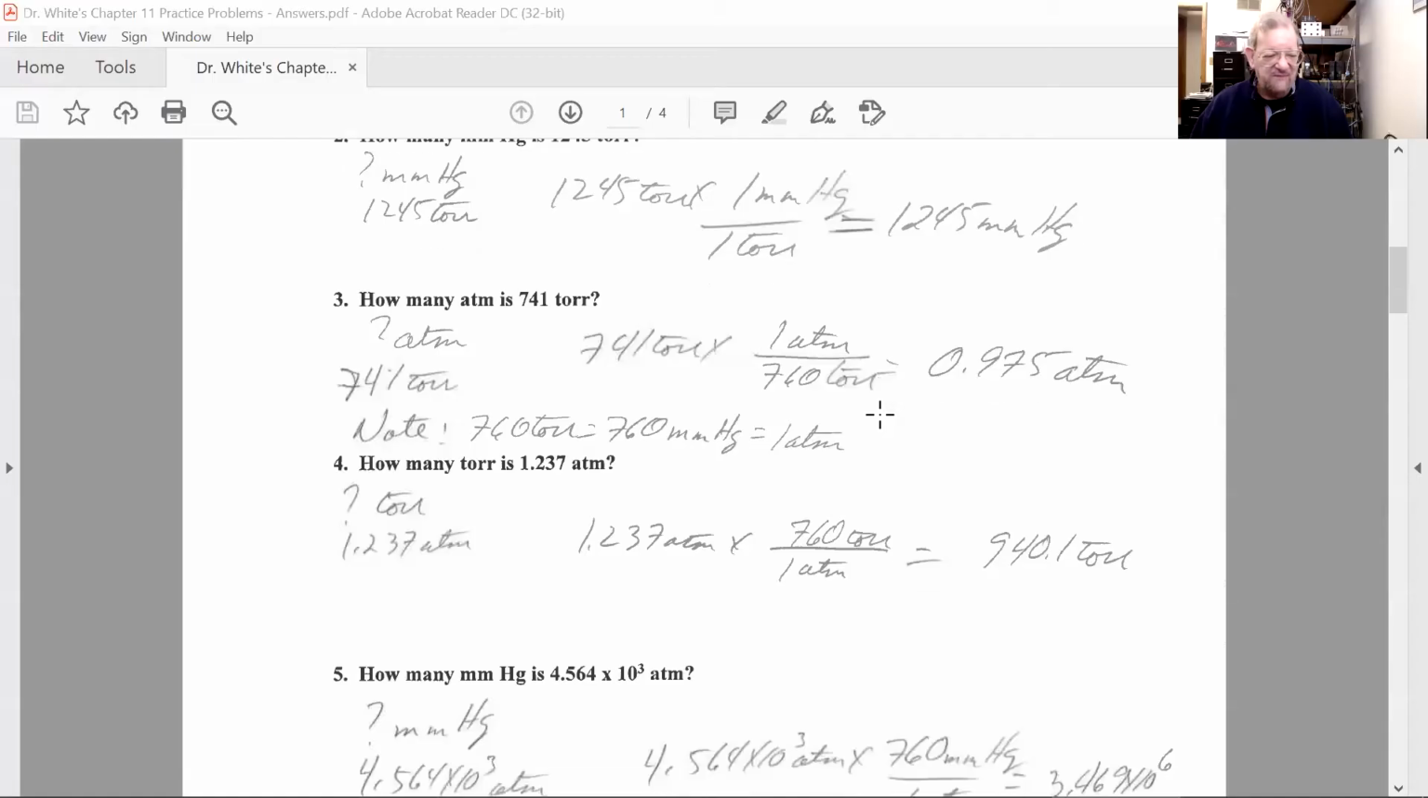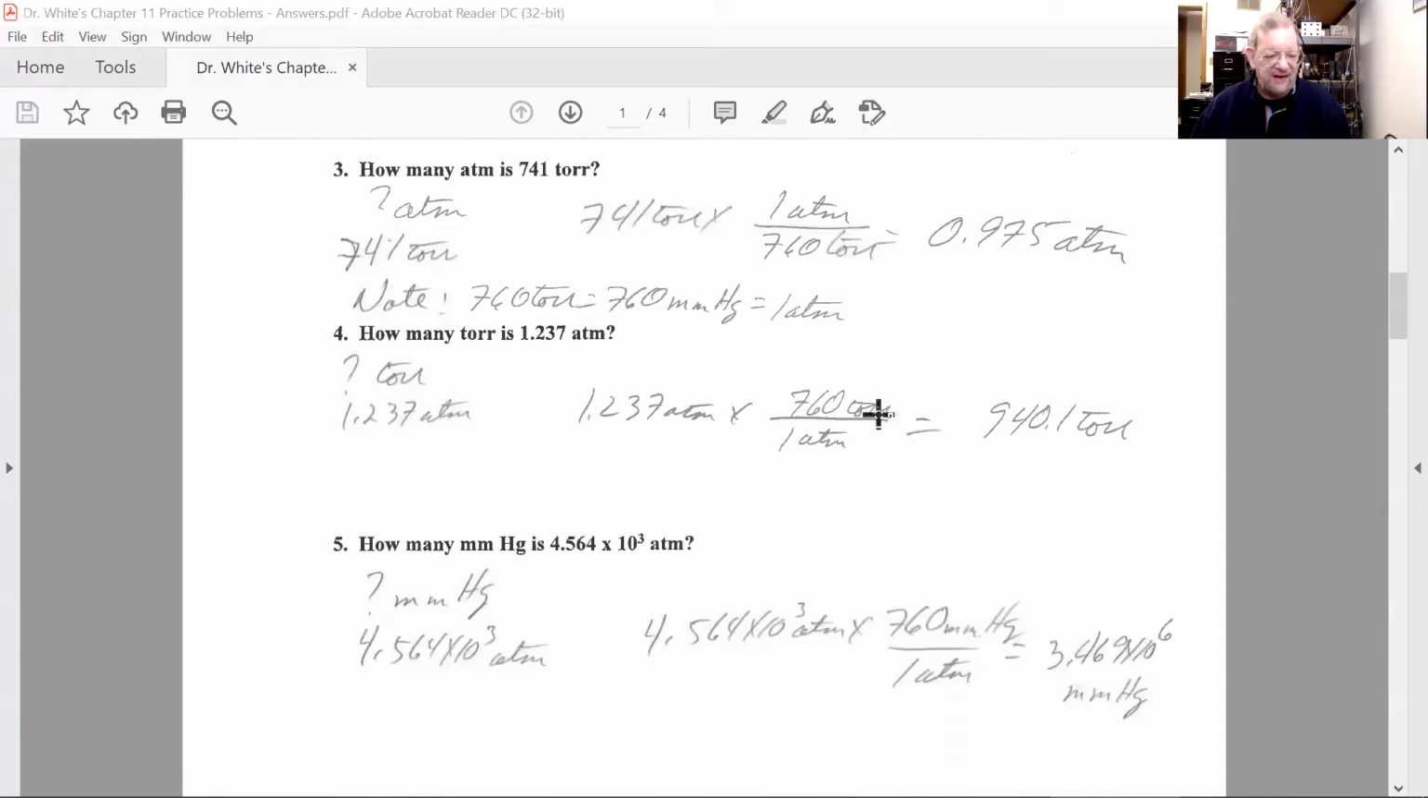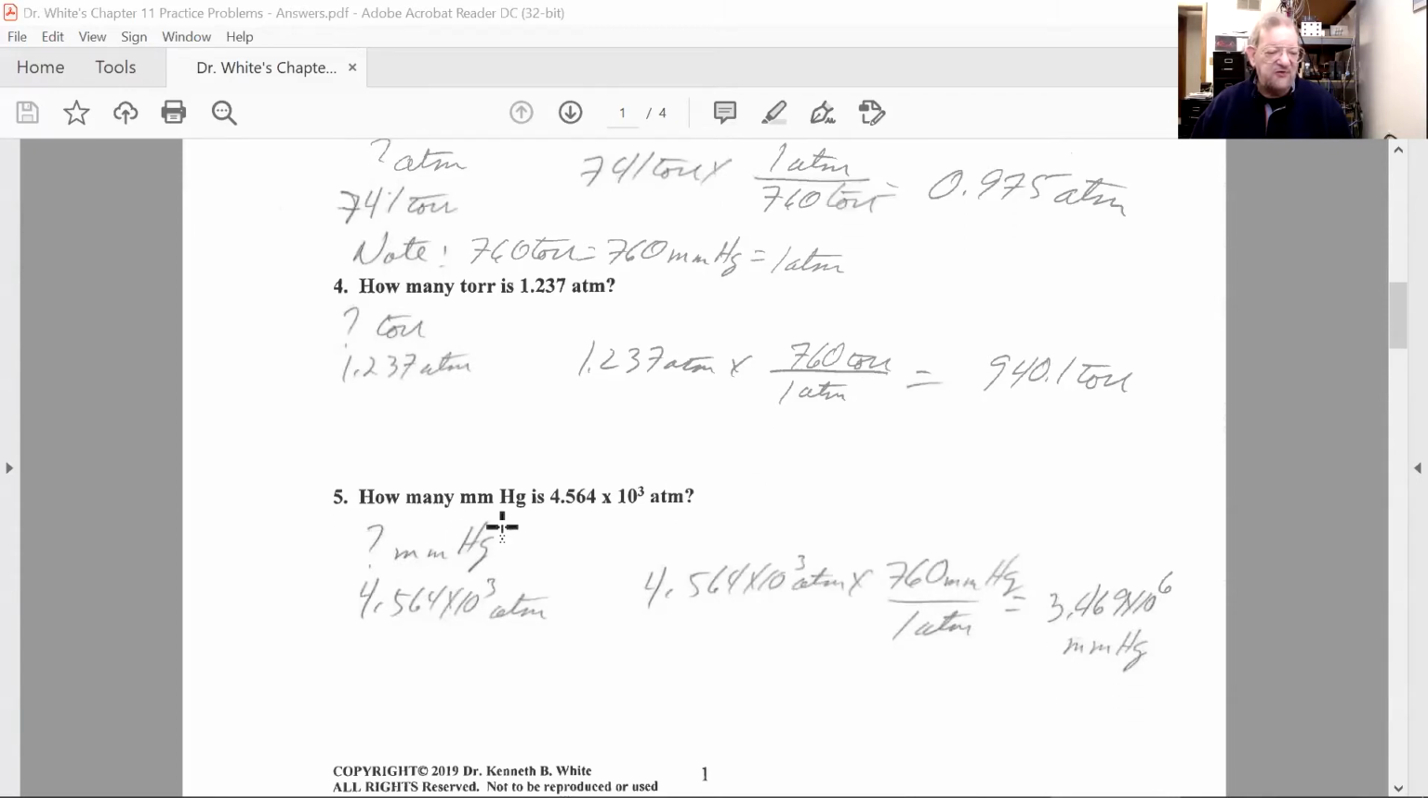And this is a skill you should have. Hint, hint. Which is why I put it in the practice problems. And here I use millimeters of mercury, but remember 760 torr equals 760 millimeters of mercury equal 1 atmosphere.